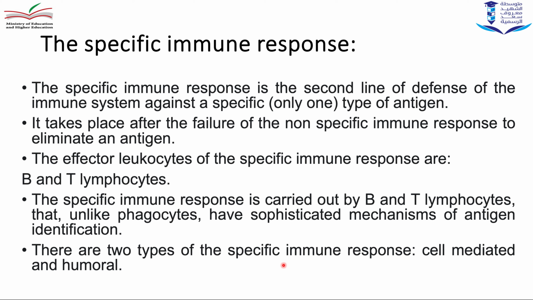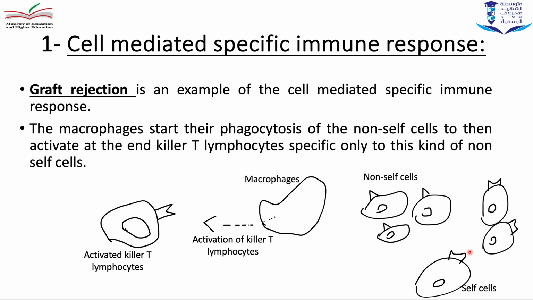There are two types of specific immune response: cell mediated and humoral immune response. So we have two types of specific immune response. In the specific immune response it can be either cell mediated or humoral. But until now we have studied only cell mediated, so we are going to study cell mediated in this video, I mean not in the class. So during this video, we are going to talk about the cell-mediated specific immune response.